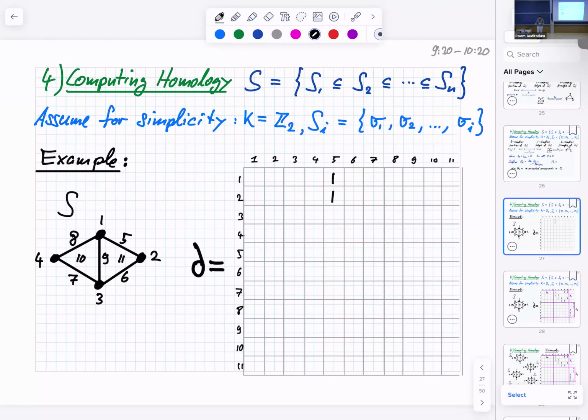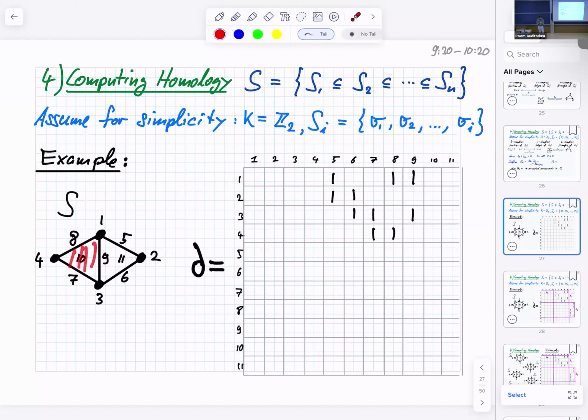Yeah, this is your choice of linear algebra. Let me do it this way. Okay, good. Thank you. Please continue. So 6 goes where? 3 and 2. 6 goes to 3 and 2. 7 goes where? 4 and 3. 8 goes where? 4 and 1. 9 goes where? 3 and 1.